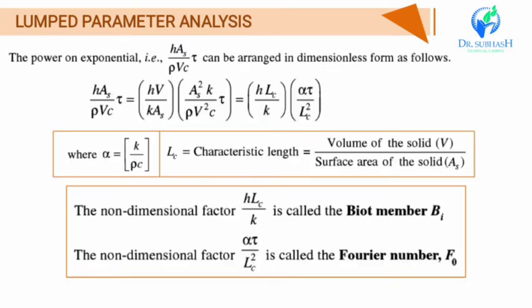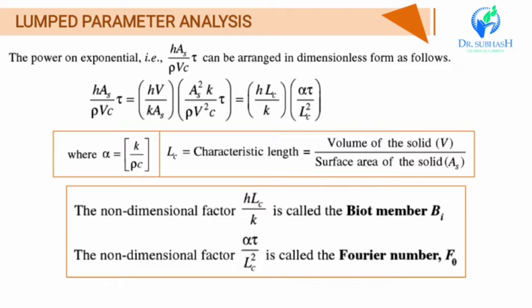The power of the exponential, hA by rho Vc into tau, can be arranged in dimensionless form as follows. hA by rho Vc into tau is equal to hV by KAs multiplied by As square into K divided by rho V square into C multiplied by tau. So we get the value h into Lc divided by K multiplied by alpha into tau divided by Lc square.